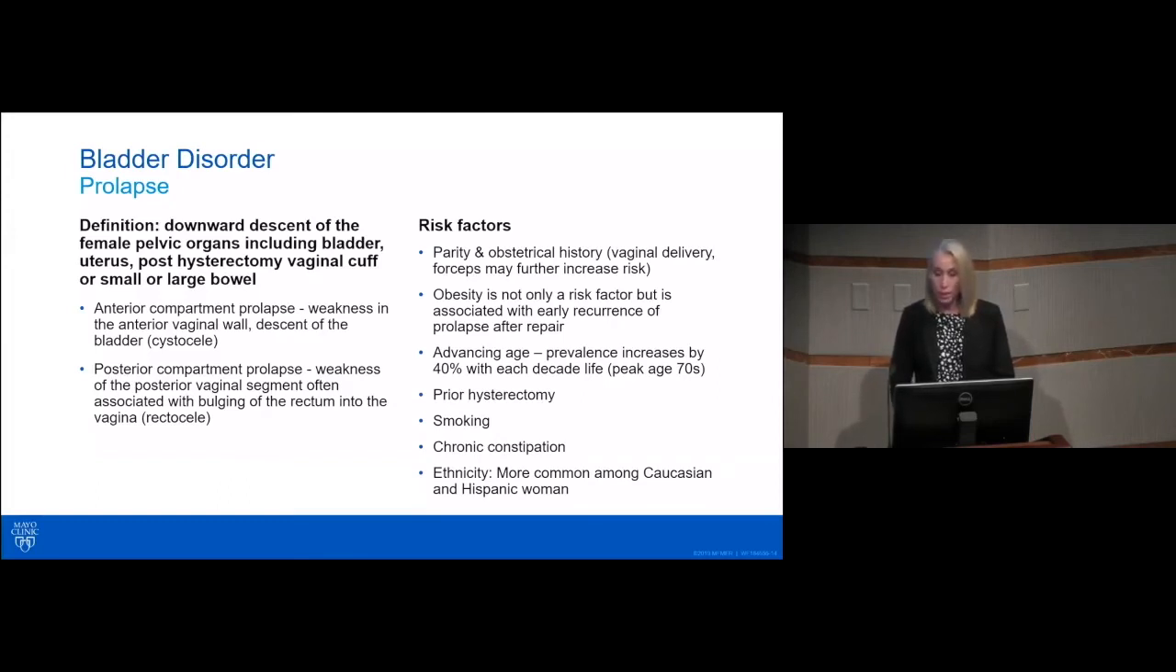So risk factors. Parity and obstetrical history certainly is a risk because of vaginal delivery. Forceps may further increase the risk of prolapse. Obesity is not only a risk factor, but is associated with early recurrence of prolapse if repair has been done. Advancing age, the prevalence of prolapse increases by 40% with each decade of life and peaks in the 70s. Hysterectomy history is a risk factor. Smoking, chronic constipation due to the strain, and ethnicity. It's more common in Caucasians and Hispanic women.